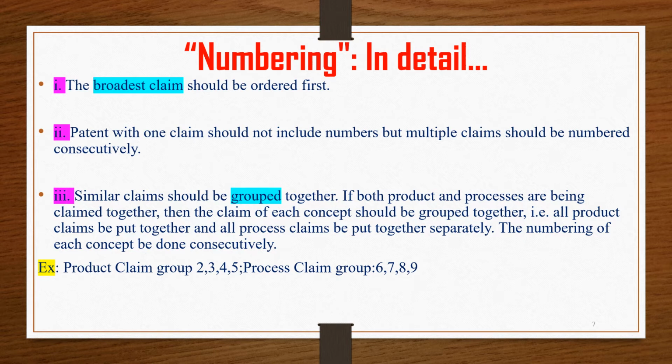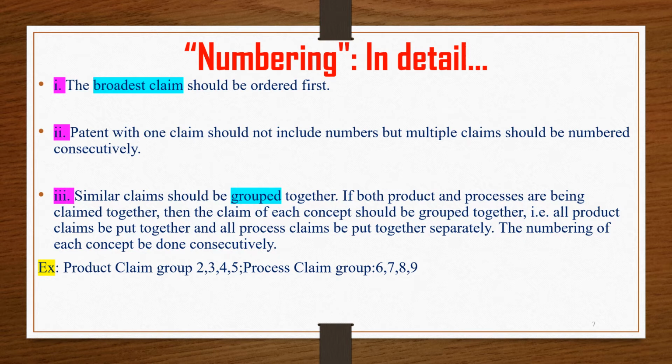Okay. Point number 3, similar claims should be grouped together. If both product and processes are being claimed together, then the claims of each concept should be grouped together. That is, we can say all product claims be put together and all process claims be put together separately. Fine. The numbering of each concept should be done consecutively. Then we can say that one group is for product claims and one group is for process claims.